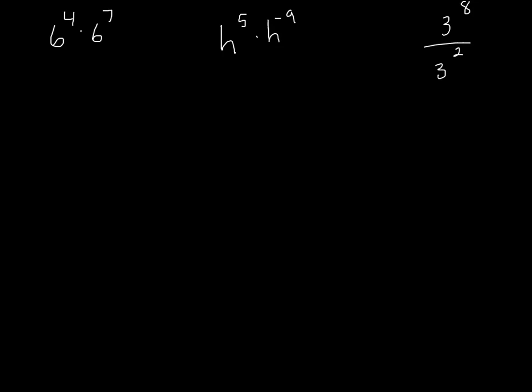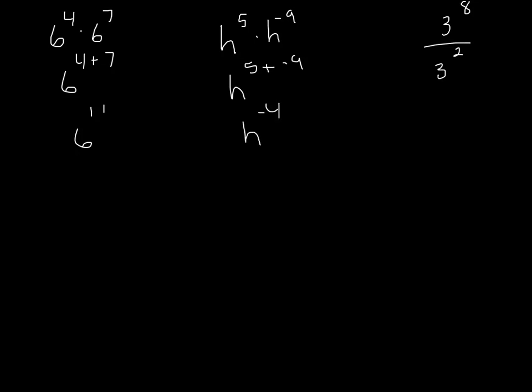6 to the fourth times 6 to the seventh. Okay, all you do here is you add the exponents. So it's 6 to the 4 plus 7. I won't do this every time, but I want to show you originally. So you get 6 to the 11th. There's your answer. Okay, next one. h to the 5 plus negative 9. So we got a positive and a negative, which means you subtract the numbers actually. You end up with h to the negative 4.